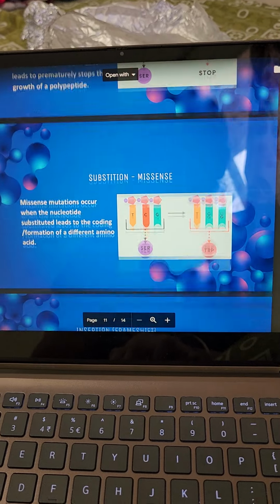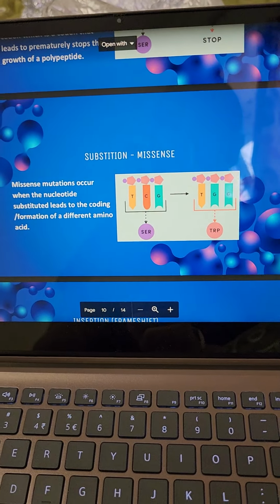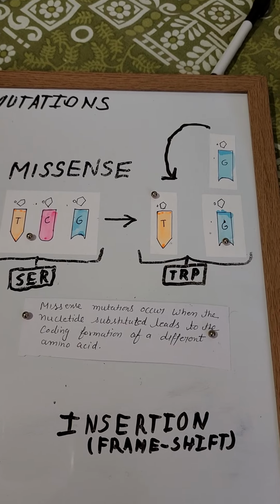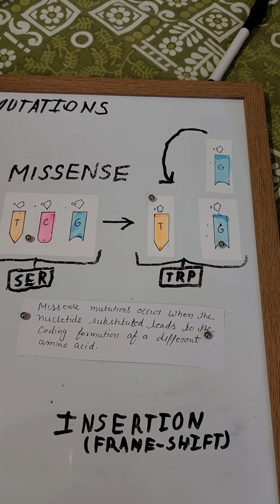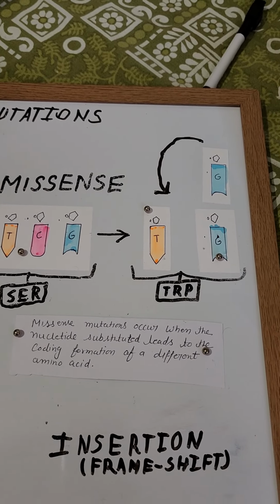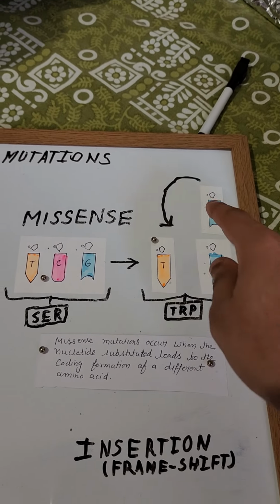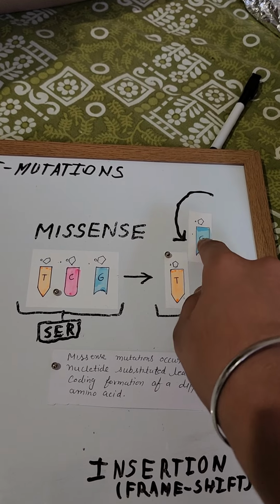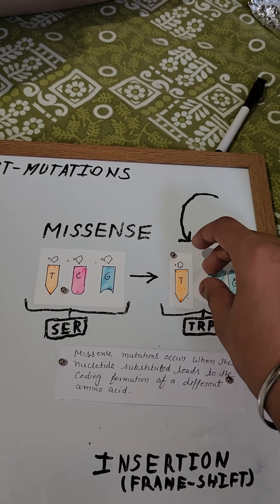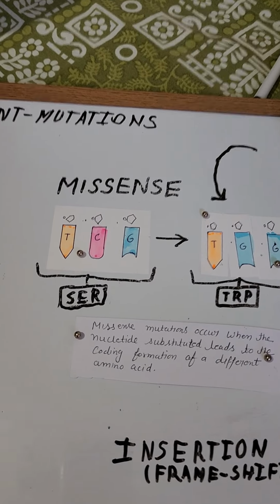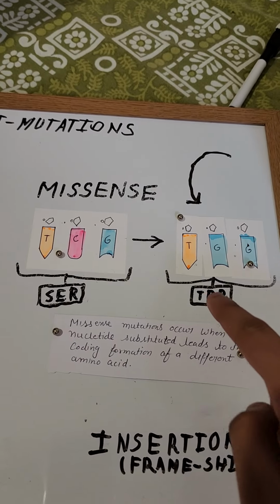Moving on to substitution, missense mutations. Missense mutations can be seen here on the model. Missense mutations occur when the nucleotide substituted leads to the coding formation of a different amino acid. This can be seen here as G has been substituted for C, which results in a completely different amino acid.